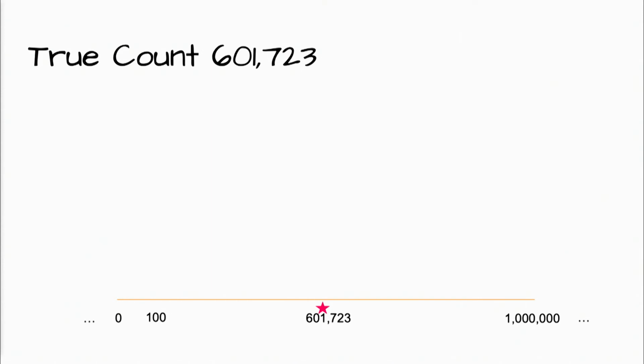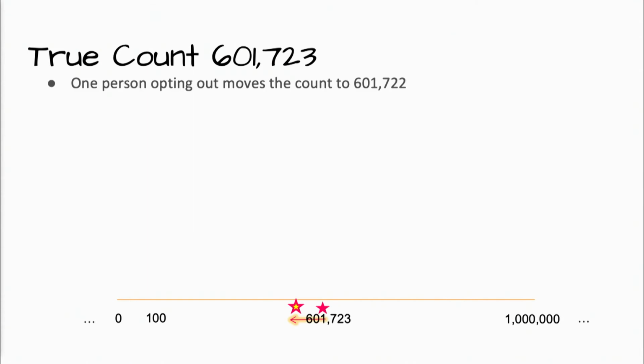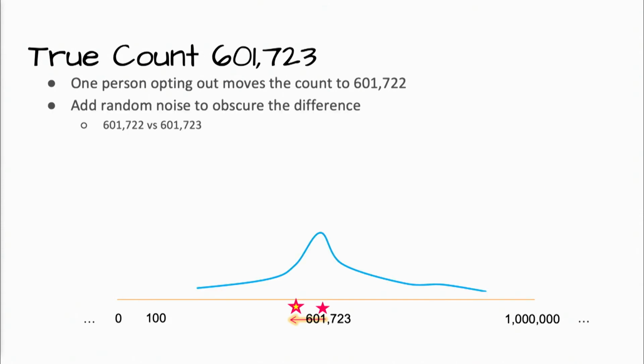And how would I release this information in a differentially private way? So here's the real line, and the true answer there is marked with a red star. Now, suppose I had one person opt out. That would actually move the count from 601,723 to 601,722. Now, what we're going to do is we're going to add random noise to the count. The true count, remember, is 601,723. We're going to add random noise, but in some sense it's going to be fat enough in its distribution to obscure whether we started with 601,722 or 601,723. And also, by the way, 601,724.